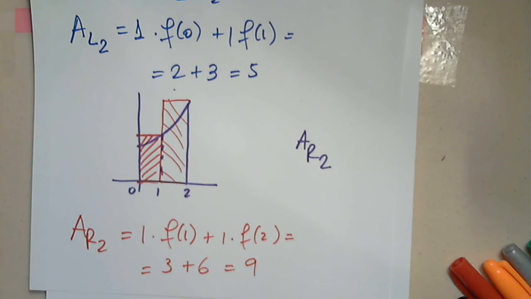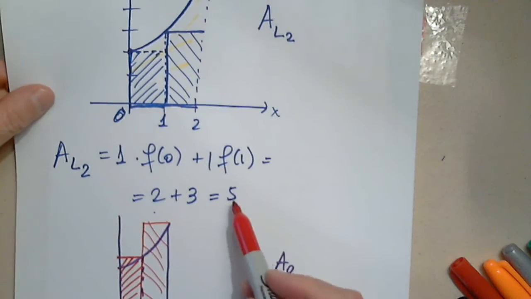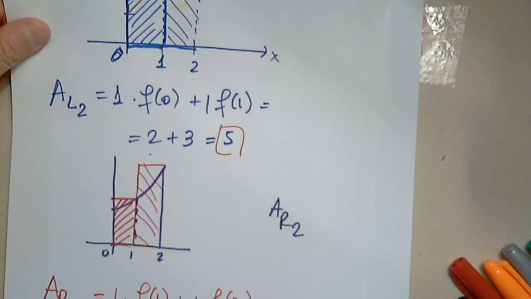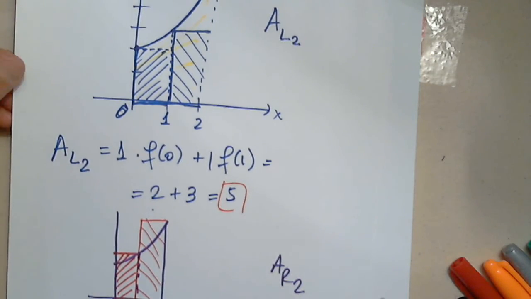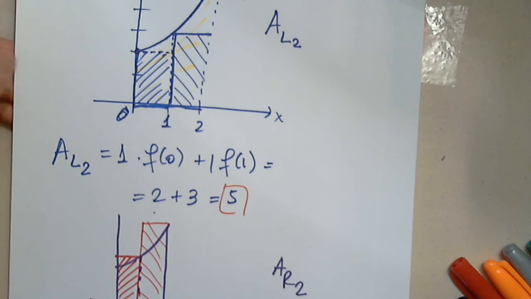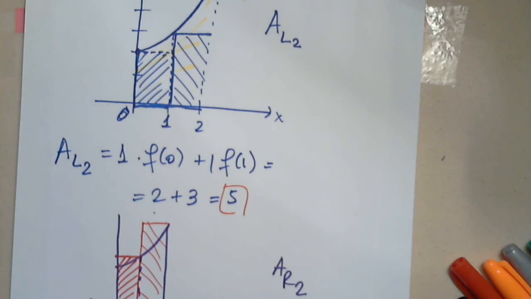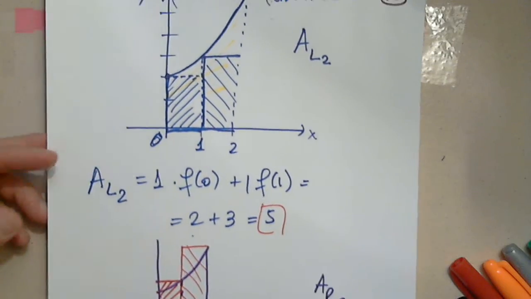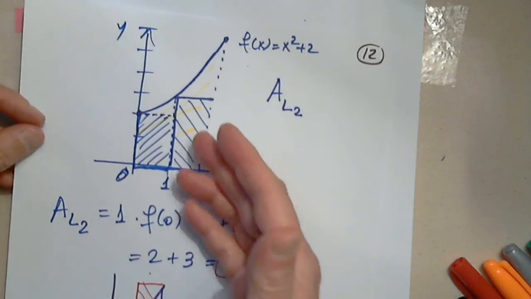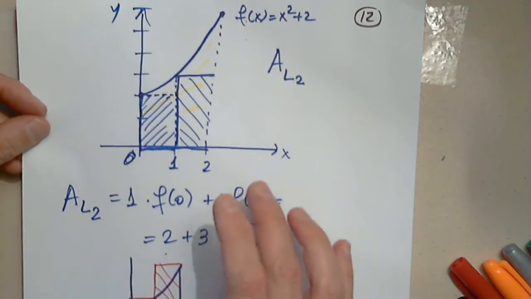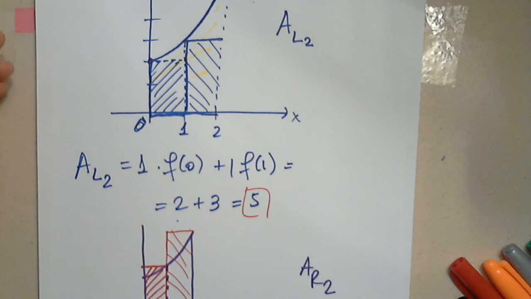Question for you. In the first situation we got 5. In the second situation we got 9. Yes, you're going to say, and I agree, they are nowhere near the exact area. I agree, this is an approximation. Which of these two, for this particular function, is an overestimate and which one is an underestimate of the exact area, which I don't have?